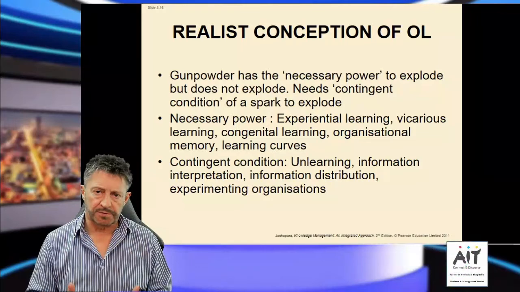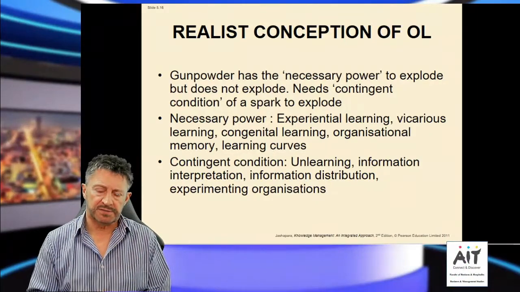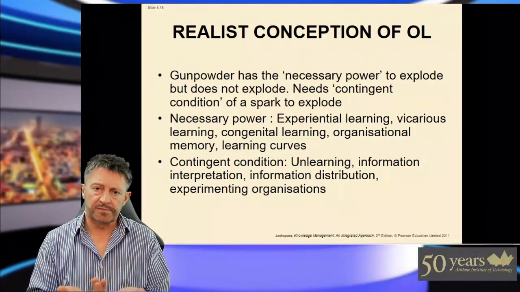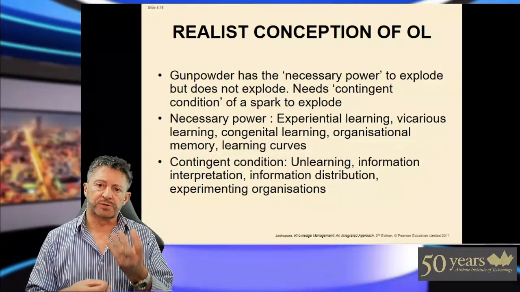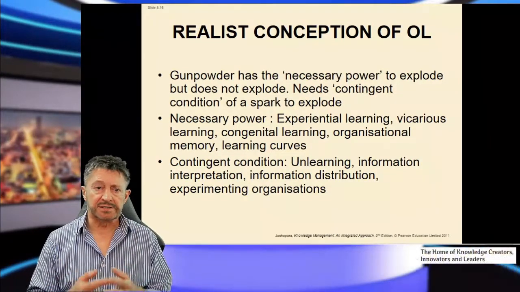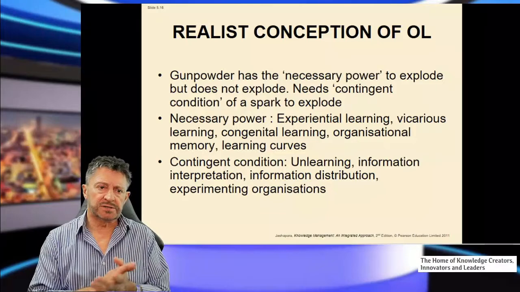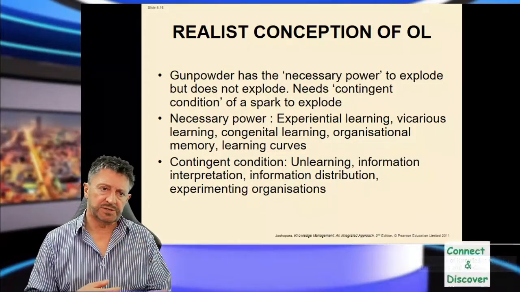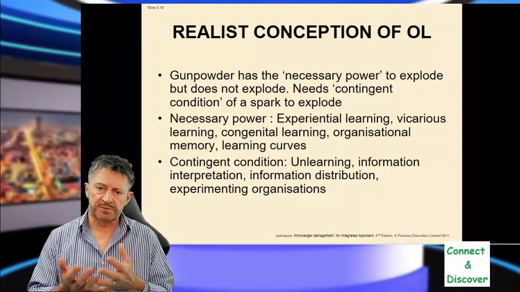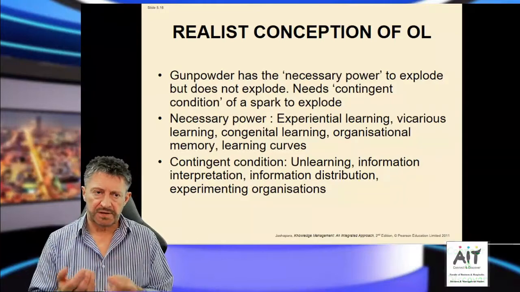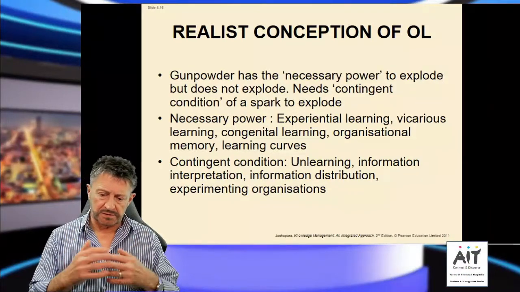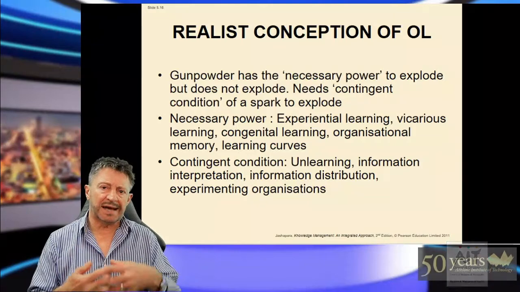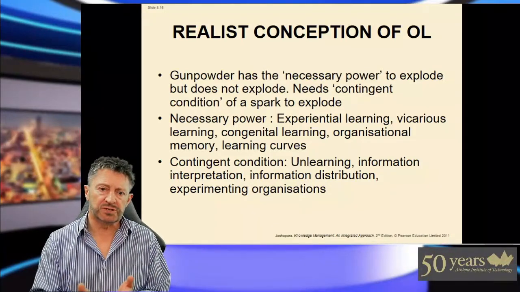Nevertheless, we need to have the social environment within the organization which enables people to feel comfortable about learning. They're not afraid to make mistakes. They make mistakes, they learn from their mistakes, and they're supported rather than penalized, for example. So contingent conditions on learning, information, interpretation of information. We need to be able to be flexible.